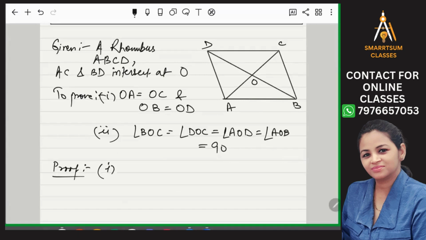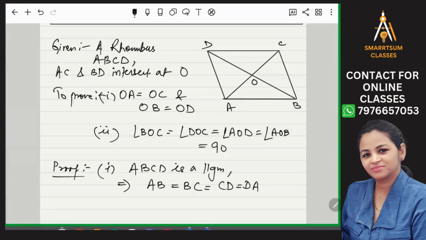For the first part, as you can see, the rhombus ABCD is a parallelogram. Yes or no? Rhombus is what? Rhombus is a parallelogram, right? ABCD is a parallelogram, right? So since this is a parallelogram, and this is a rhombus also, all sides are equal, right? For rhombus, all sides are equal. Are you getting that? So this, and this, all sides are equal to each other, right? Okay.